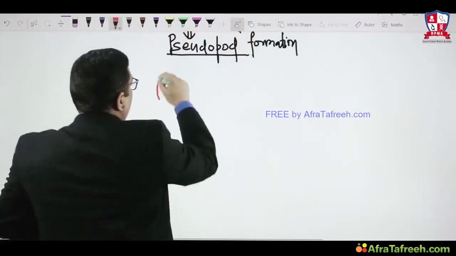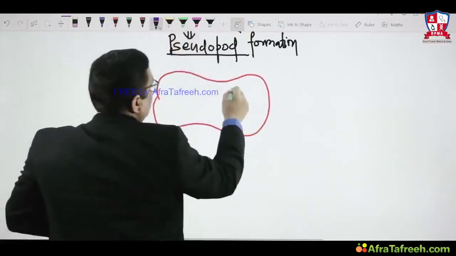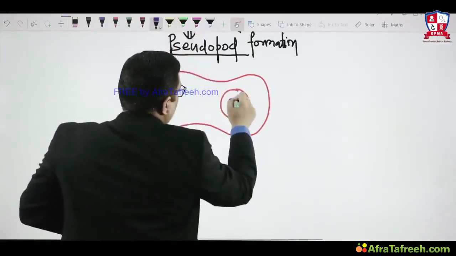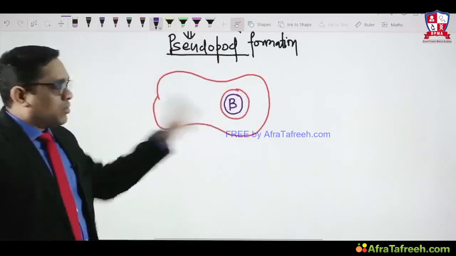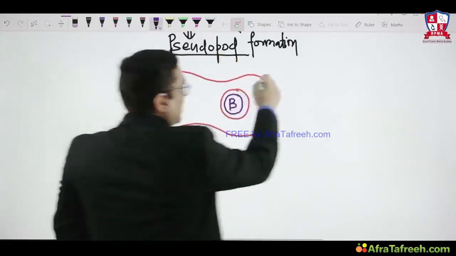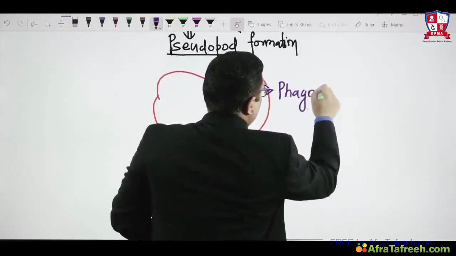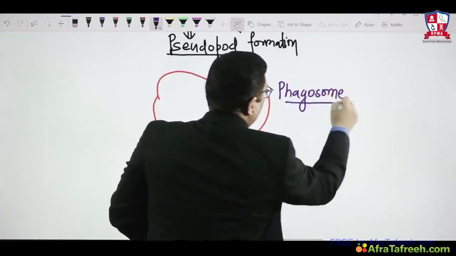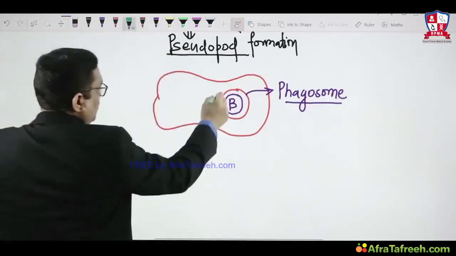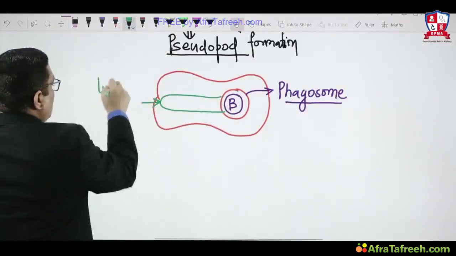Pseudopod has been formed, and now this macrophage pseudopod will engulf the bacteria. The bacteria is inside a vacuolar region. This is called the phagosome. You can see that the pseudopod has engulfed them. This is called engulfment. Now engulfment has happened, and this structure is called the phagosome. Inside the phagosome the bacteria has been engulfed. Later on, this phagosome will combine with another structure called the lysosome.